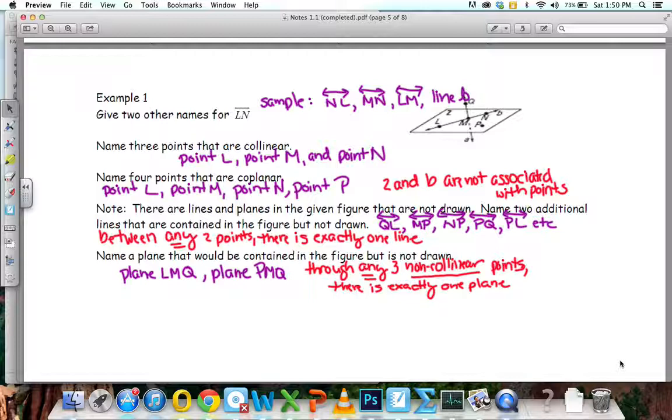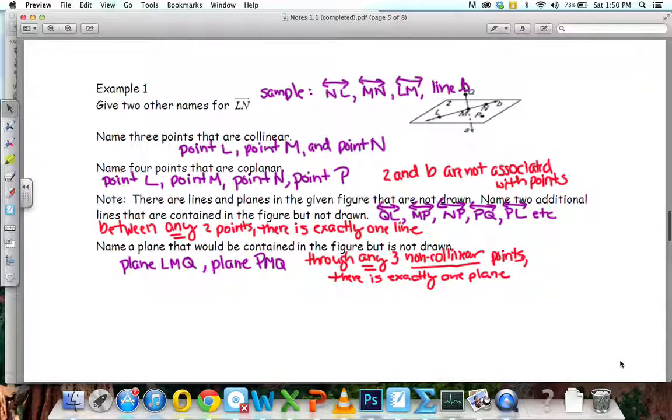All right, and then these notes just basically run through naming examples. So if we look up here at line LN, here's line LN right here. I can either call it by any 2 points on the line, so LM, ML, MN, and so on, or I can call it line b because it's got this italicized lowercase b associated with it. All right, 3 points that are collinear, lying on the same line: L, M, and N lie on the same line. 4 points that are coplanar.